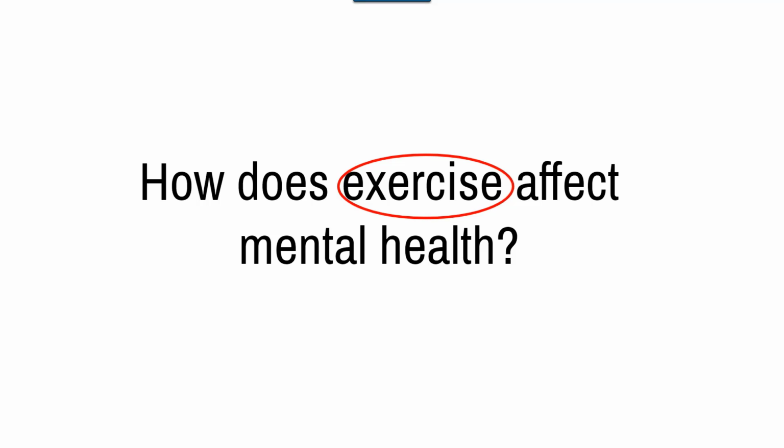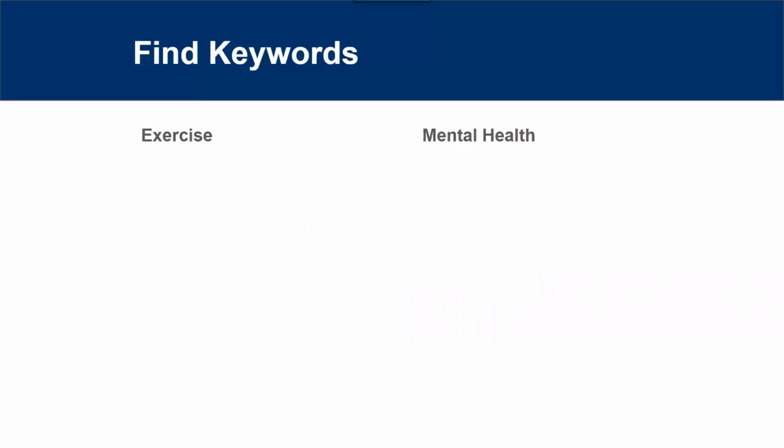One is obviously exercise. We need to know a lot about exercise to know if it affects mental health. The next is mental health, because we're not just looking at exercise, we're looking at its effect on mental health. Very rarely is it a good idea to put an entire question into a search box. You really just want to put your key terms. Putting a lot of terms can slow it down, it can limit your results. And really we don't need the how or the does. What we need is exercise and mental health.